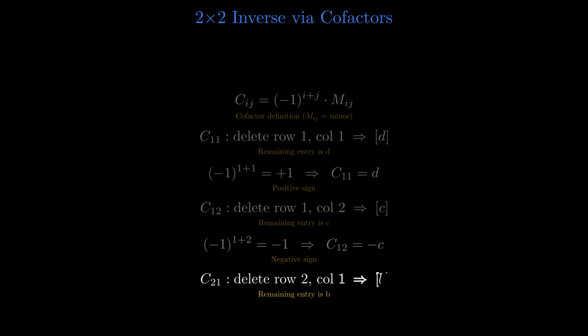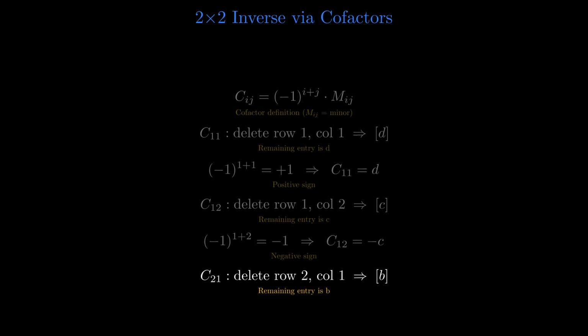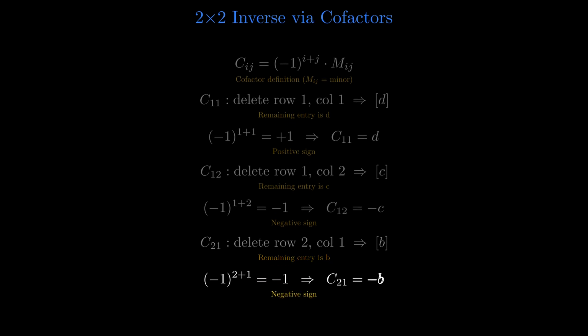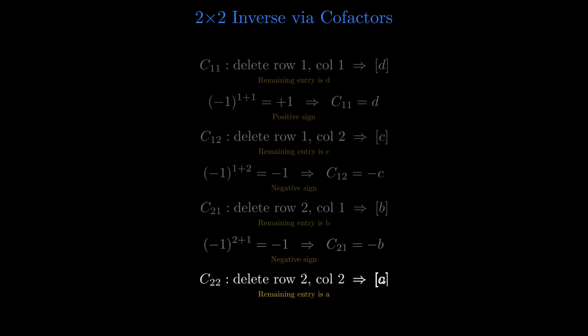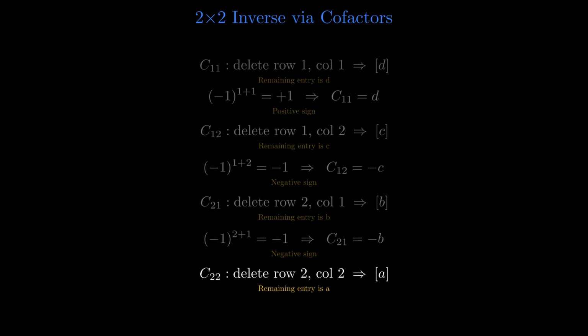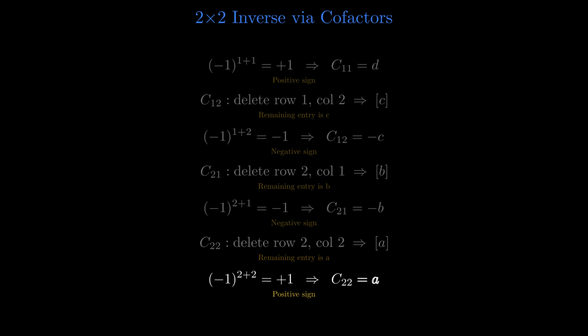C21, we delete row 2 and column 1, leaving B. The sign is negative 1 to the power 2 plus 1, which is negative, so C21 equals negative B. C22, we delete row 2 and column 2, leaving A. The sign is negative 1 to the power 2 plus 2, which is positive, so C22 equals A.